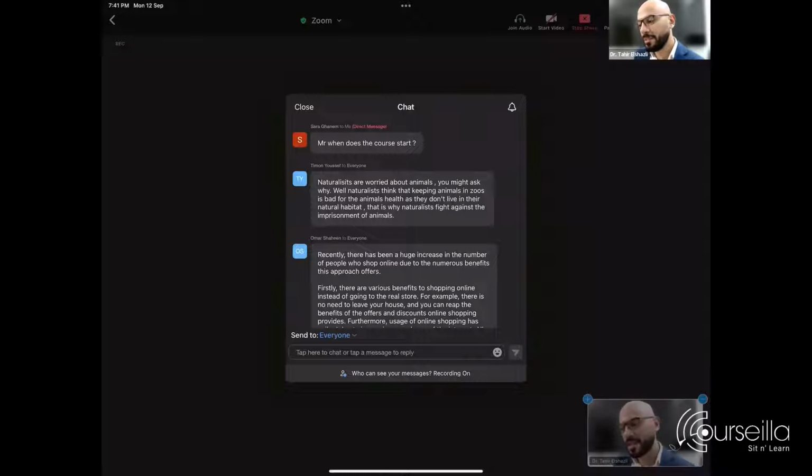Supporting sentence, which begins with 'you might ask why'. You might ask why? Well, naturalists think that keeping animals... This sentence is very general. What does very general mean? It should have more details, more details, like what?